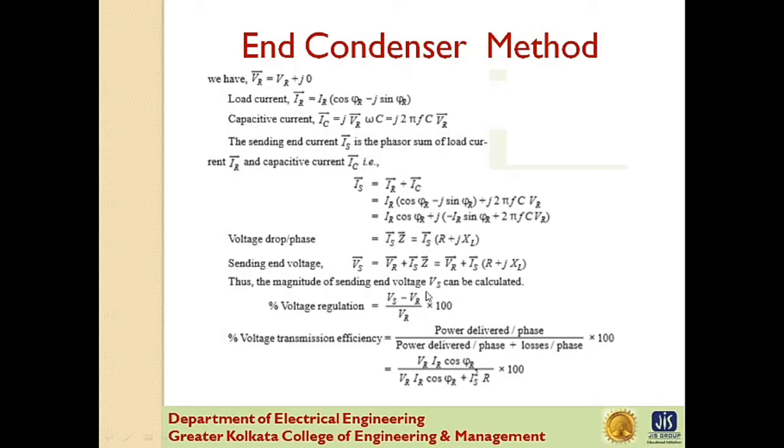The magnitude of the sending end voltage Vs is calculated, and the percentage voltage regulation is (Vs minus VR) by VR into 100. And the percentage transmission efficiency is equal to power delivered per phase by power delivered per phase plus losses per phase, that means power sent per phase, into 100. So power delivered is VR IR cos phi R, and power delivered plus losses is VR IR cos phi R plus Is square into R, into 100. This is the transmission efficiency.